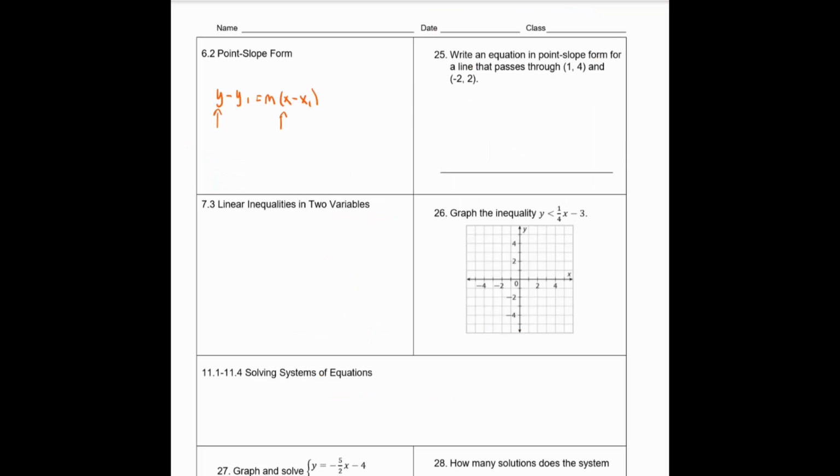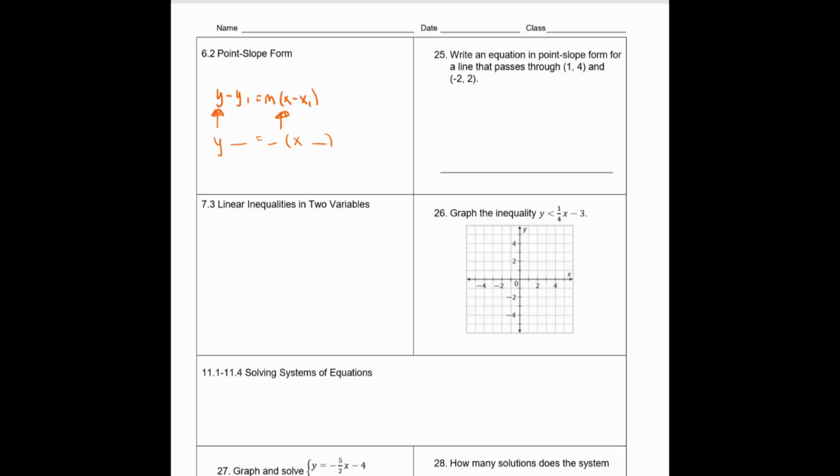All right, number 25. We are writing an equation in point slope form for a line that passes through (1, 4) and (-2, 2). Got point slope written over here, and I have these arrows to point out that our answer should have y and then a number for our slope, and then should have x and then a number plus either y plus something or y minus something, x plus something or x minus something. But the y and x in our answer will be an x and a y.